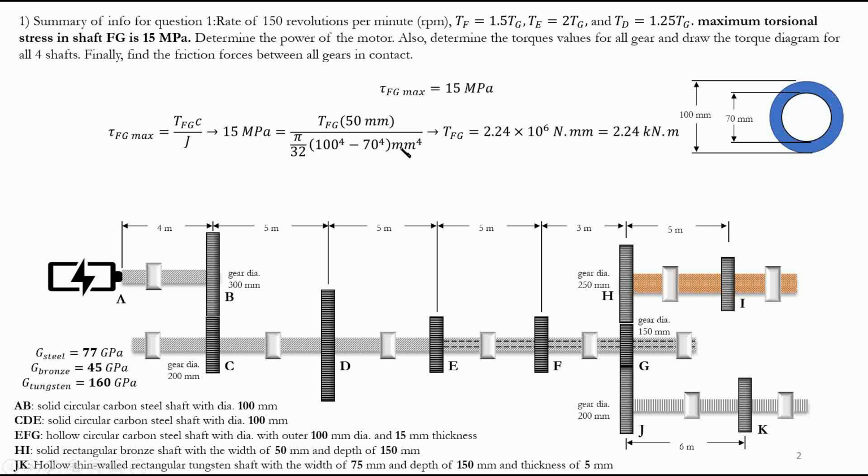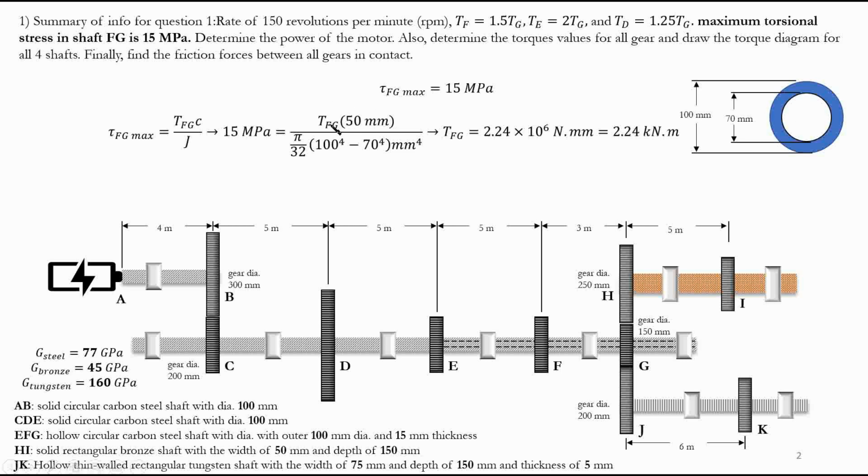So there's millimeters here, millimeters to the power of 4, and the torque that I'm going to find is going to be in Newton millimeters, which I'm going to convert later. From here, again, what is this C? We know the formula for J, the polar moment of inertia. C is the radius, the maximum radius we're looking for here. The maximum radius is 100 divided by 2, or 50 millimeters.